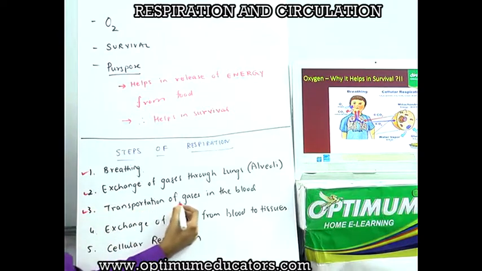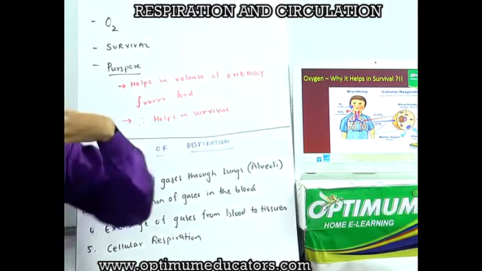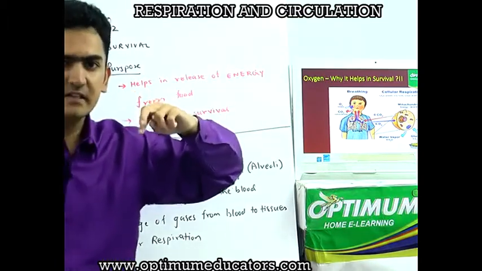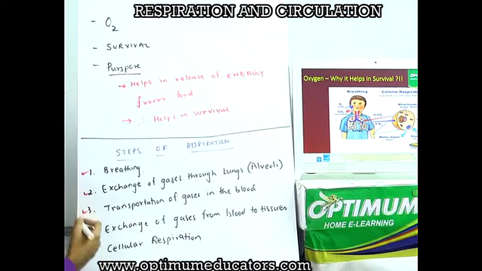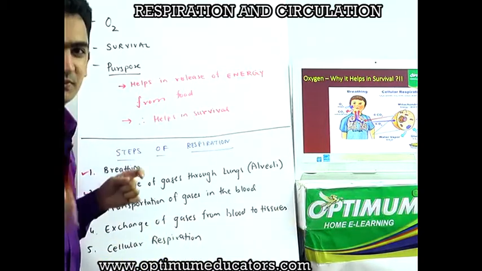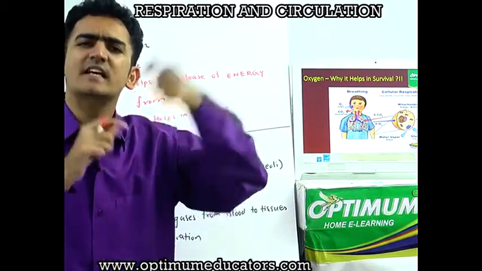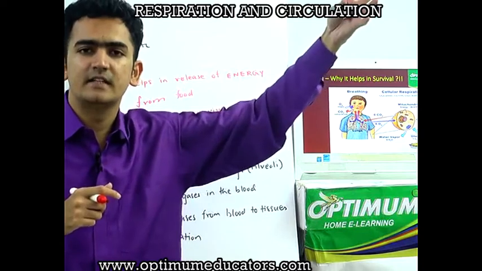So transportation of gases in the blood. Then it has gone everywhere in the blood. Now it has to enter the tissues. Okay, so the next step is exchange of gases from blood to the tissues. So now how does it exactly enter? Okay, what are the events? We will study it in detail further ahead in the chapter.